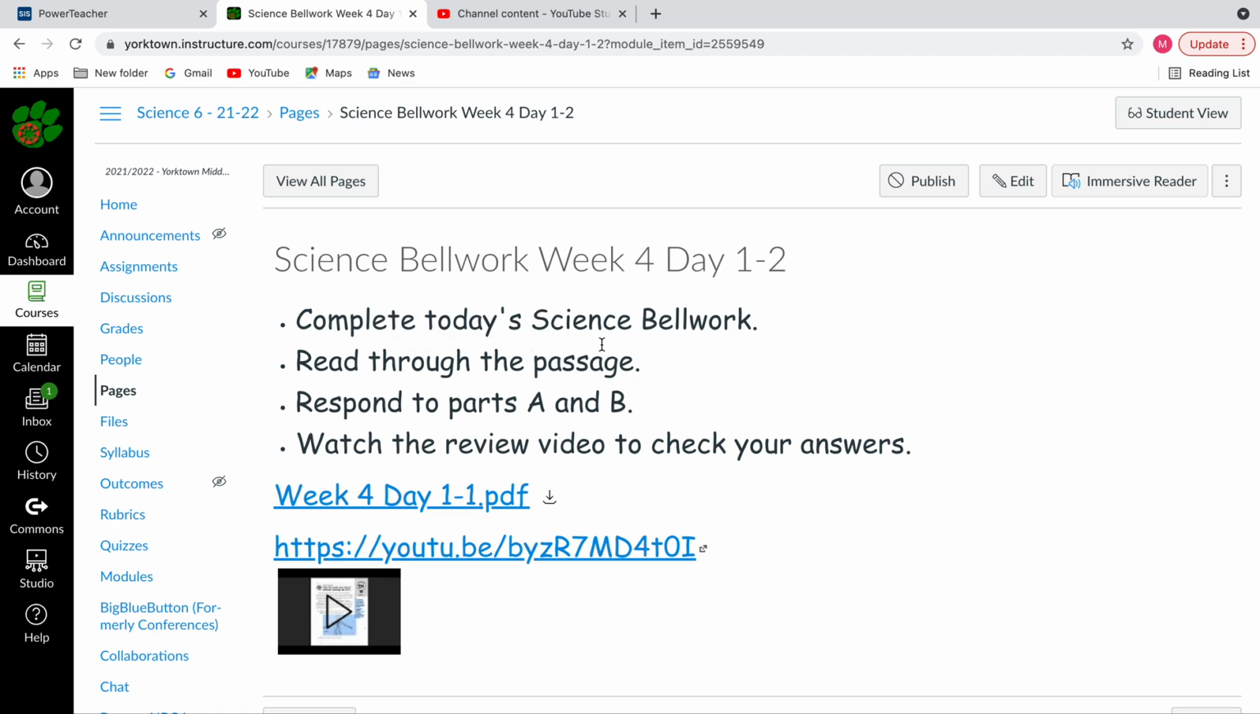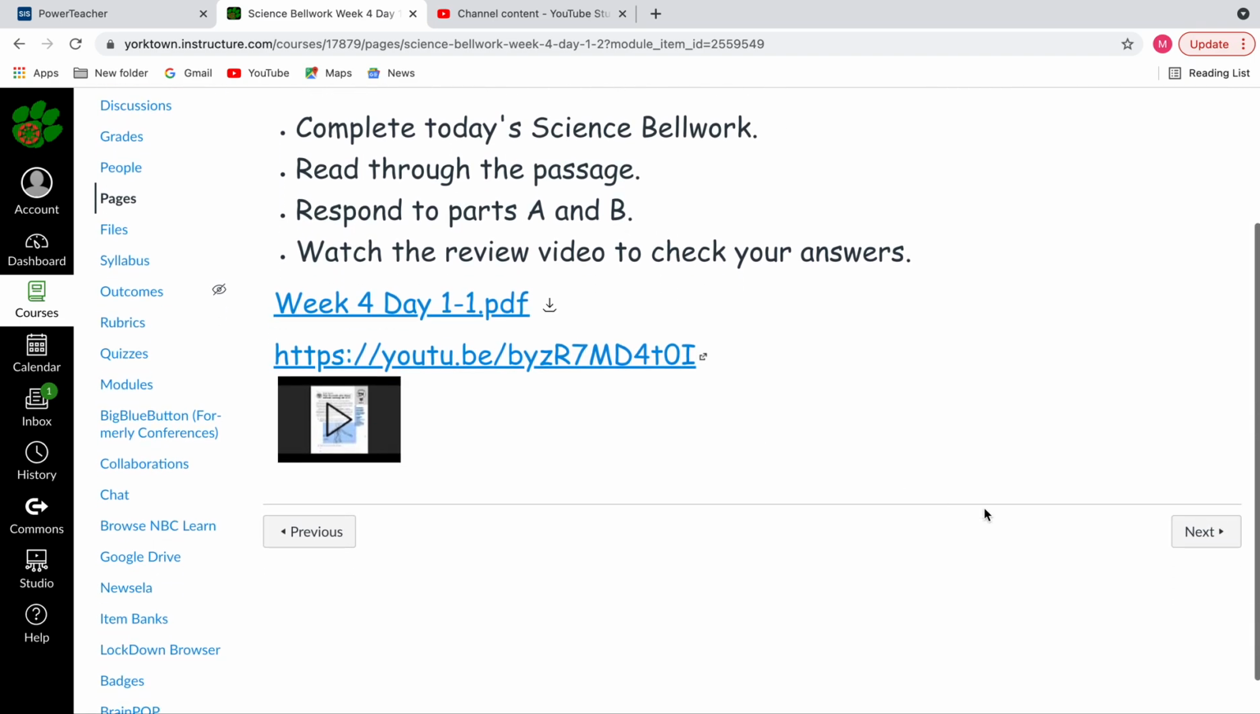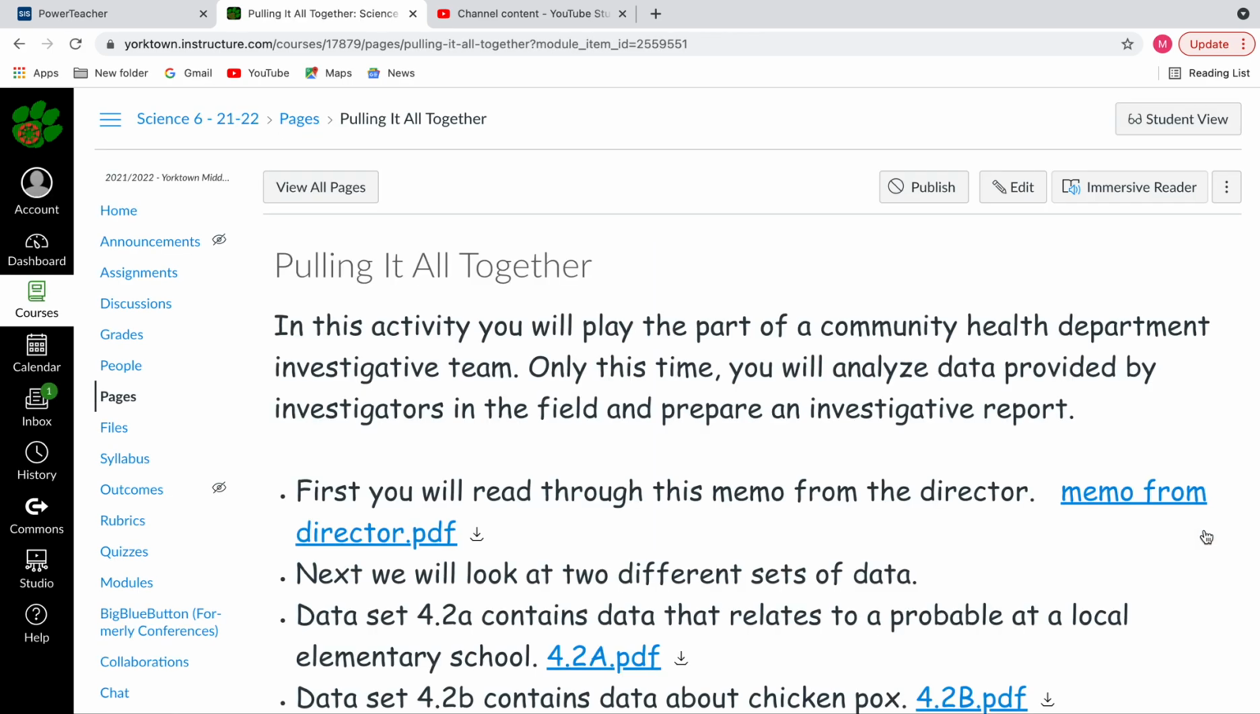Here's your science spell work, week 4, day 1, new theme for the week. You'll complete that as usual: read through the passage, respond to parts A and B, and make sure you watch the review video to check your answers, like usual. Then we'll be beginning a new activity today. The activity is called Pulling It All Together.